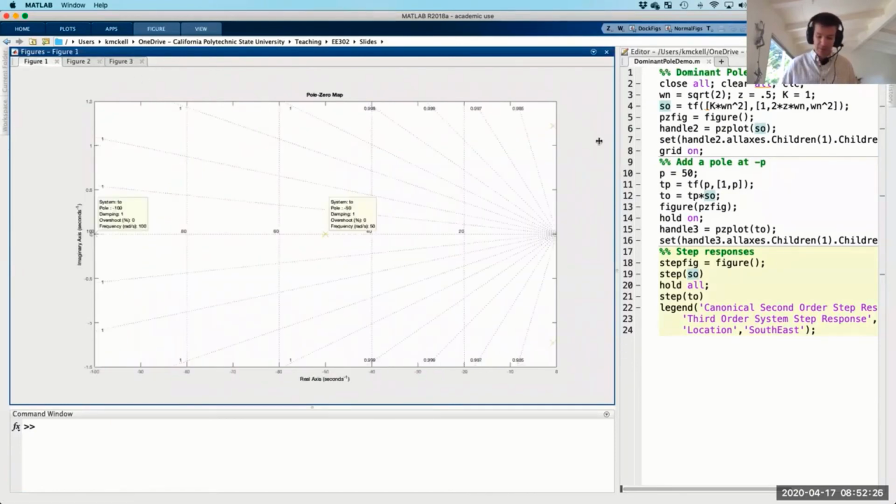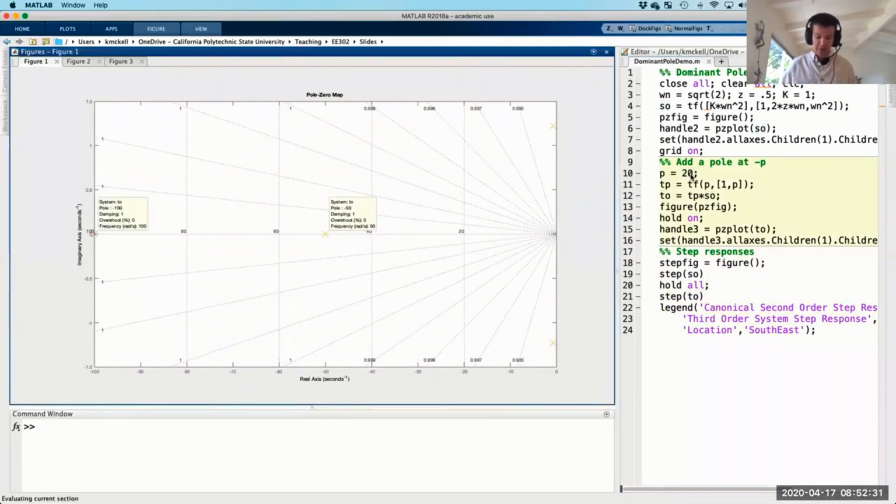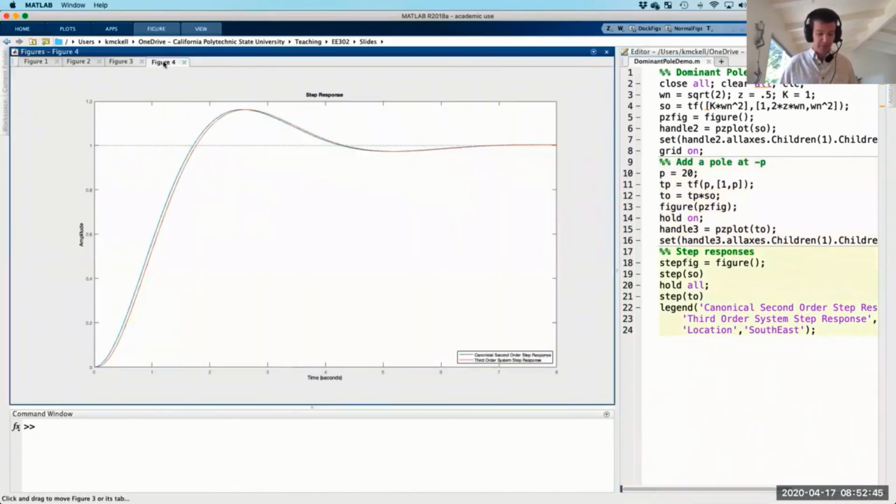Okay, one more time. Let's move the third pole to 20. I'm including this pole zero diagram to show you the progression of these third poles that I'm moving in and in and in, and eventually they are going to become too close. Let's run this simulation. Now you're starting to see the difference. You're starting to see that the rise time of these two systems is different. The overshoot is nearly identical still, and the settling time is going to be darn close.